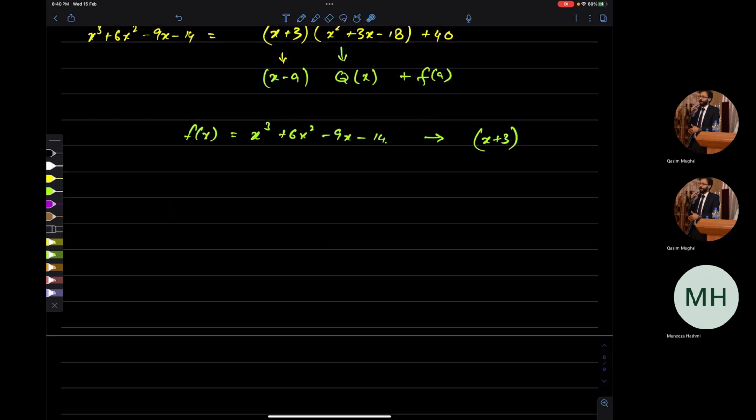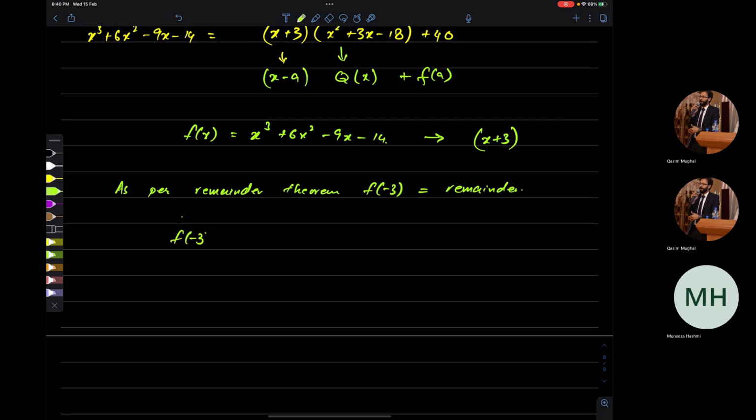Now all I have to do is change the sign from here. What do I get? -3. So as per the remainder theorem, f of -3 should give you the remainder. Let's just find that out.